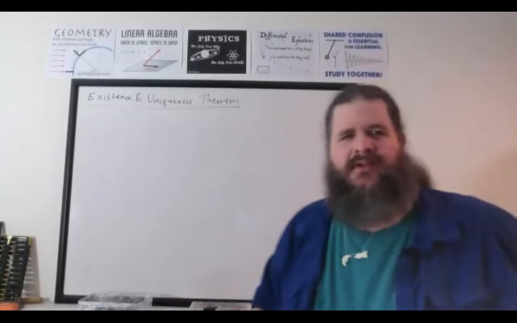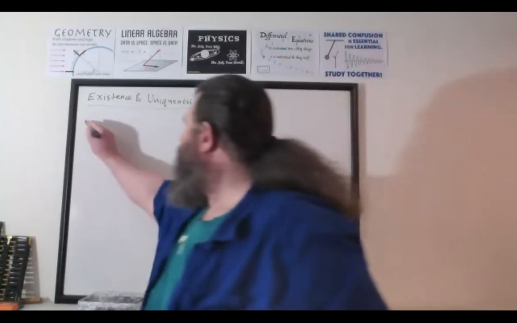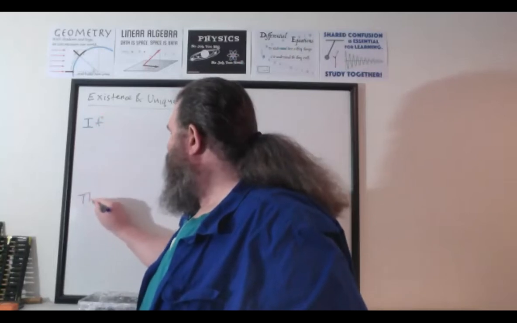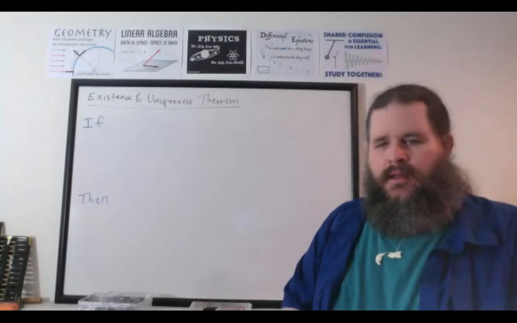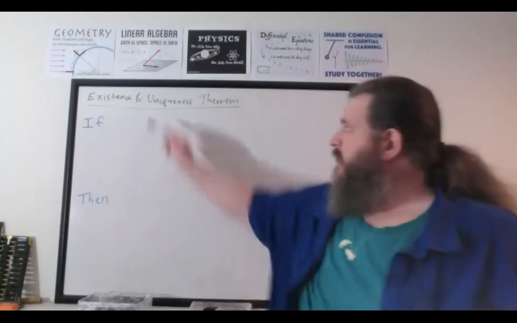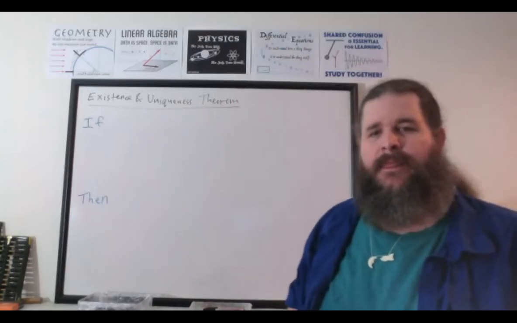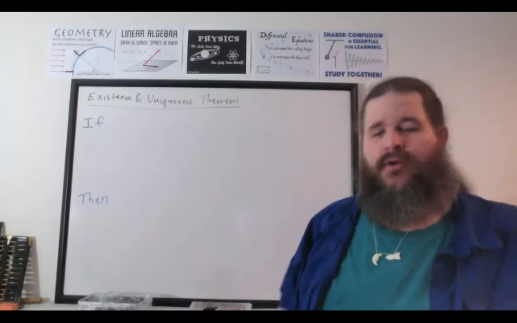The existence and uniqueness theorem, like a lot of theorems in math, starts with an if-then statement. If certain conditions are true, then we can guarantee certain conclusions must also be true. The then part is really all about existence and uniqueness. Essentially, if we have a certain initial value problem, the then part is that we can guarantee there is a solution and also only one solution.